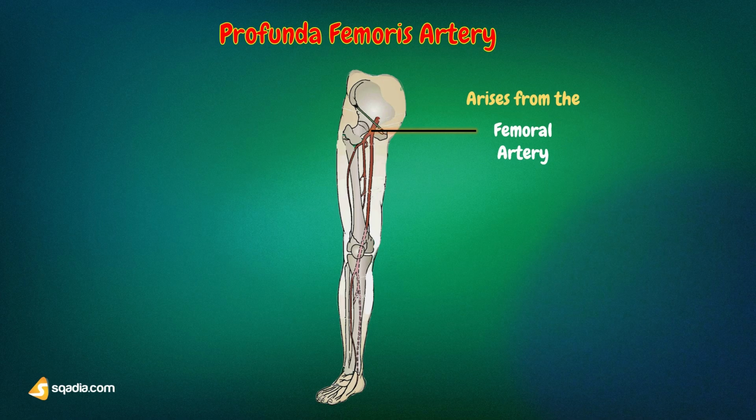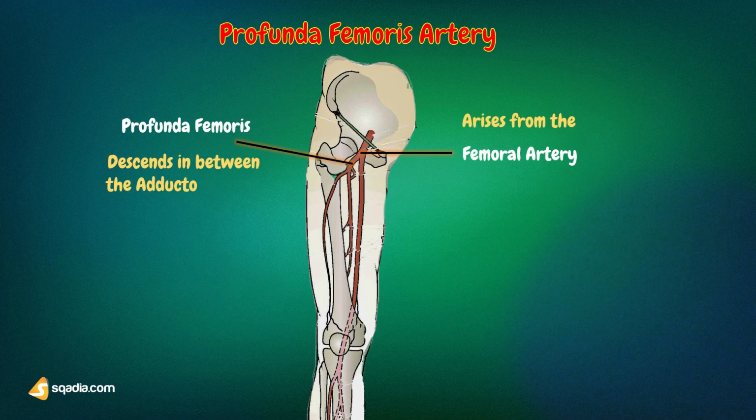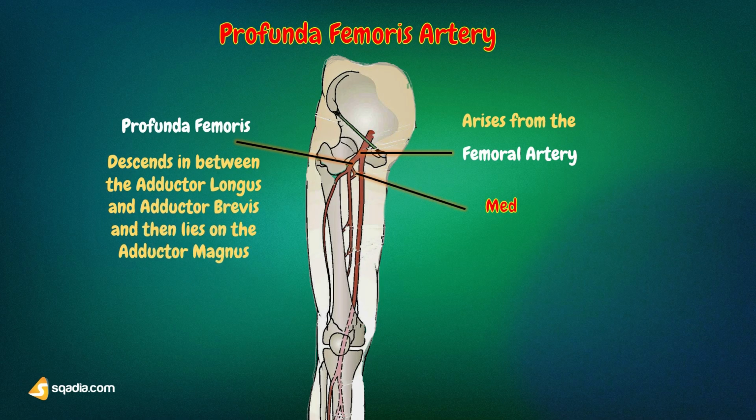The profunda femoris is a large artery that arises from the lateral side of the femoral artery in the femoral triangle. It descends in the interval between the adductor longus and adductor brevis, and then lies on the adductor magnus, where it ends as the fourth perforating artery. Here, you can also see the medial circumflex femoral artery. It arises from the profunda femoris. It leaves the femoral triangle by passing backwards and ends by dividing into ascending and transverse branches.